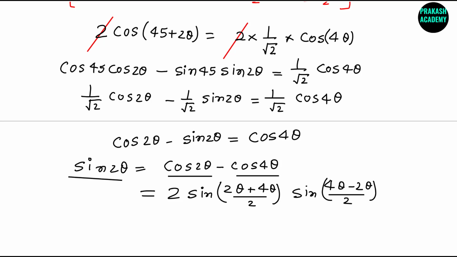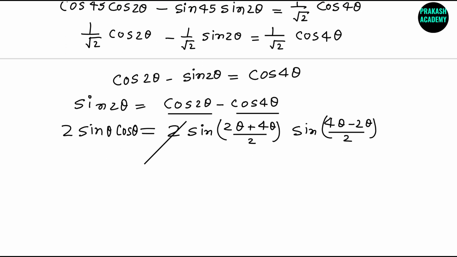And again this side I will use the formula sin 2 theta equals 2 sin theta cos theta. So this is simply 2 sin theta cos theta. So sin 2 theta equals 2 sin theta cos theta. So now see, this 2 again cancels out. So we will have sin theta into cos theta equals sin 3 theta. And this will be 2 theta by 2, so sin theta.